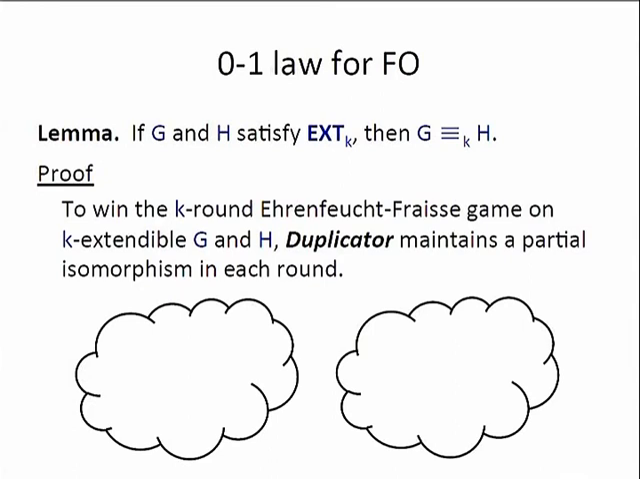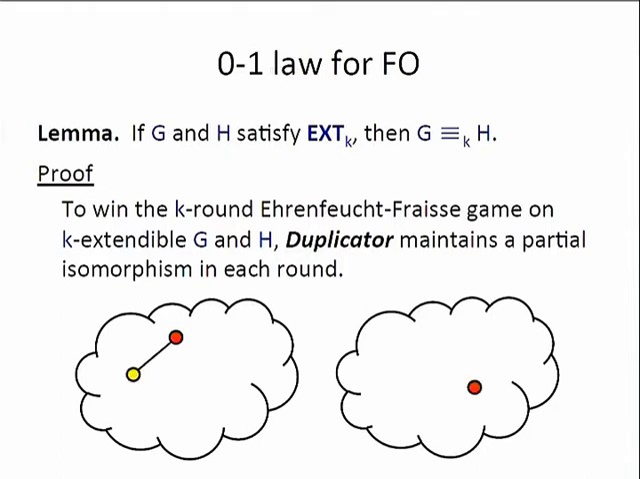So the first lemma about this k-extendability is that if we have two graphs, G and H, which are both k-extendable, then they're k-equivalent. They satisfy the same first order sentences up to quantifier rank k. And this is something we can show very easily by considering the Ehrenfeucht-Fraïssé game. So what we have to do is take two k-extendable graphs, G and H, and give a winning strategy for duplicator in the k-round game. And this is extremely simple, because all we need to do is just match partial isomorphism in each round.